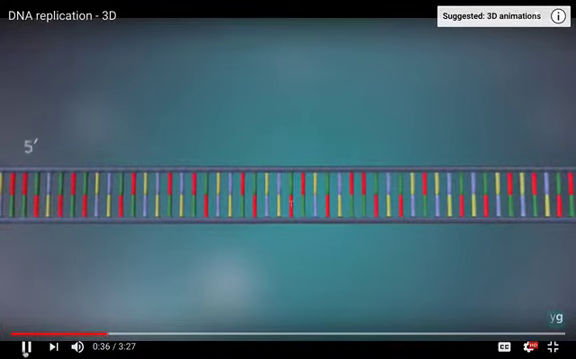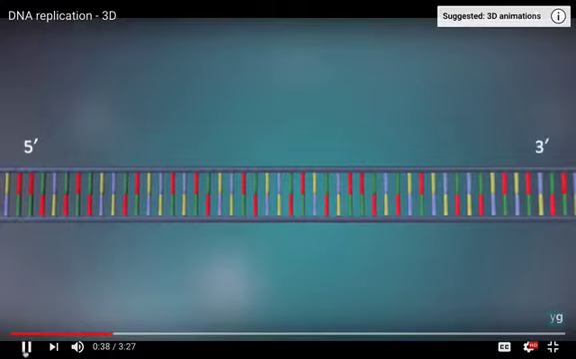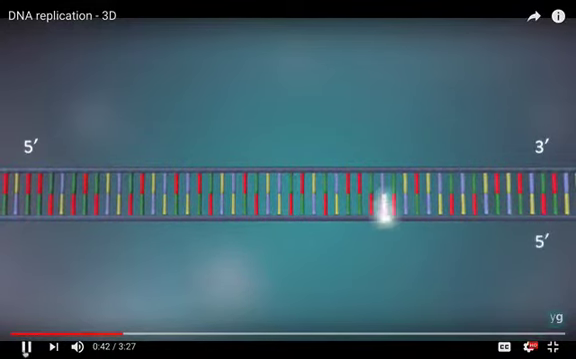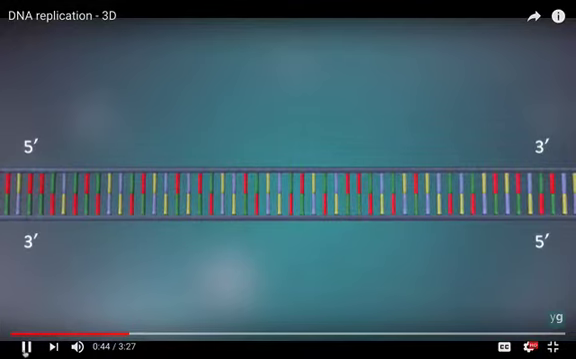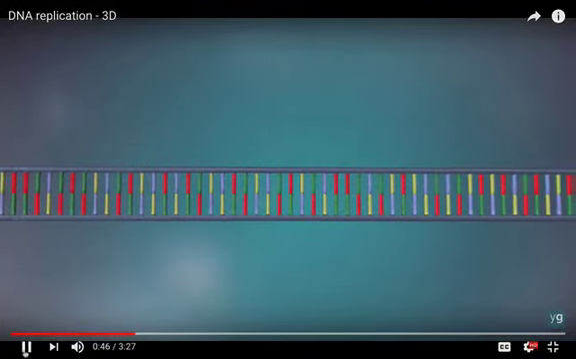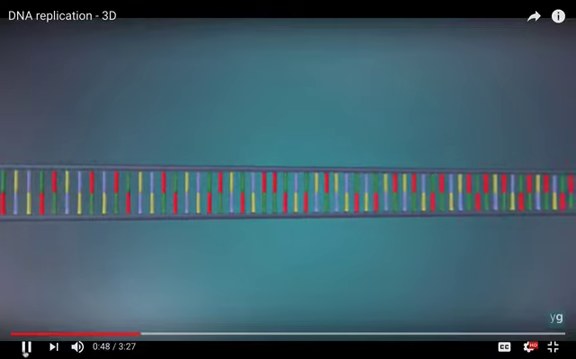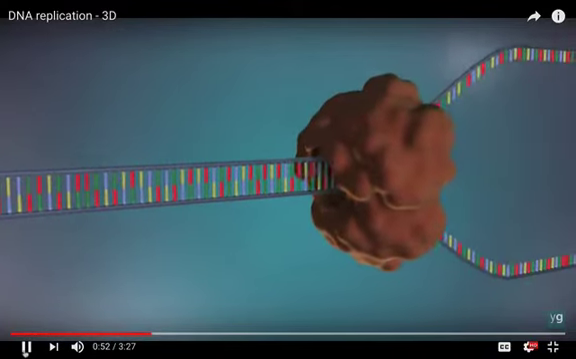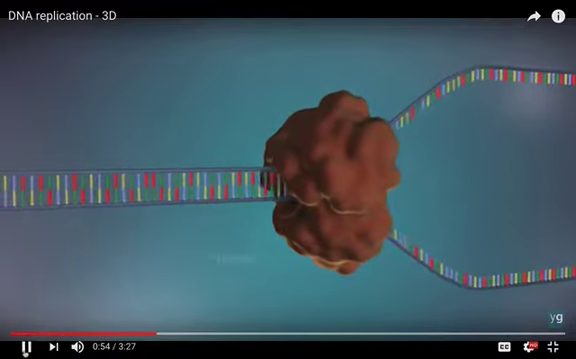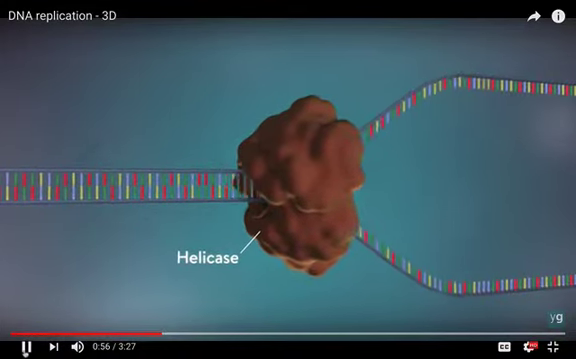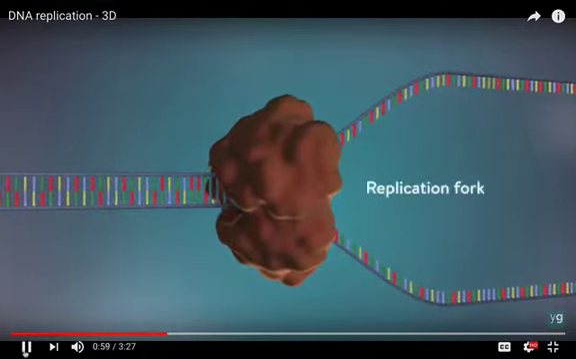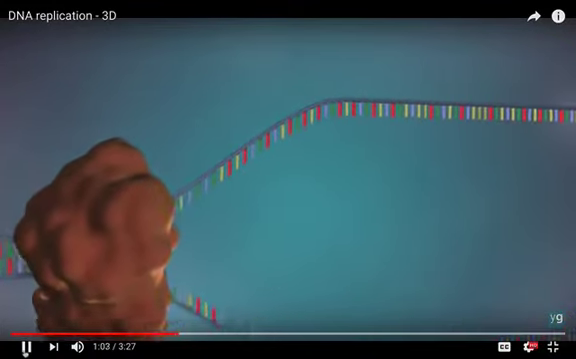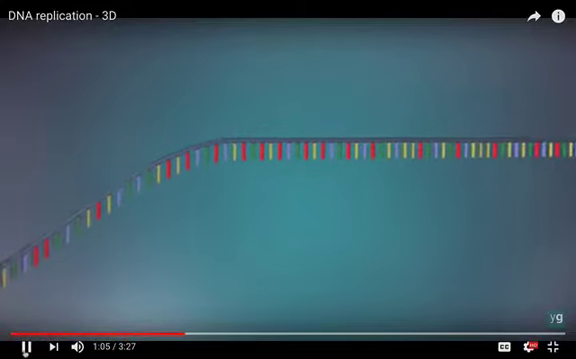Each strand has a 5' end and a 3' end. The 2 strands run in opposite directions. This determines how each strand of DNA is replicated. The first step in DNA replication is to separate the 2 strands. This unzipping is done by an enzyme called helicase and results in the formation of a replication fork. The separated strands each provide a template for creating a new strand of DNA.